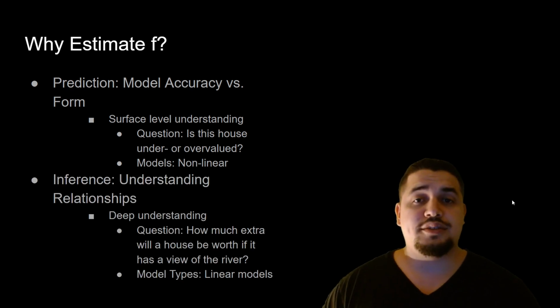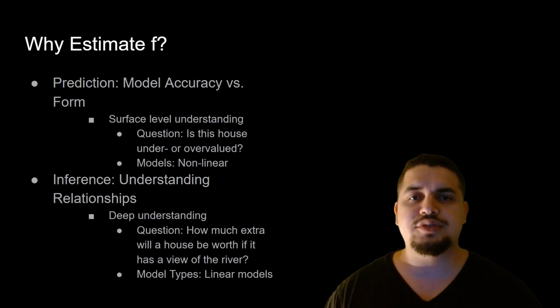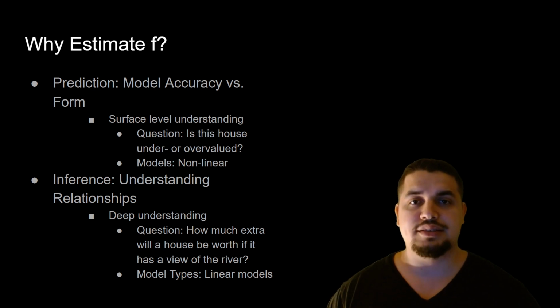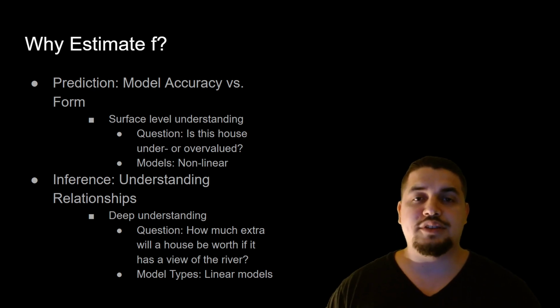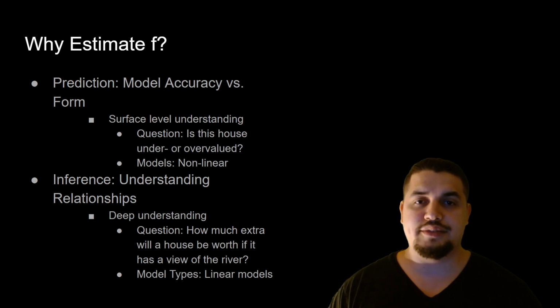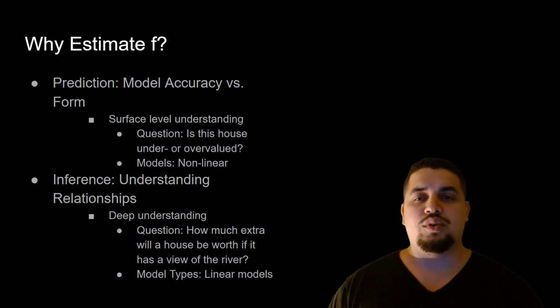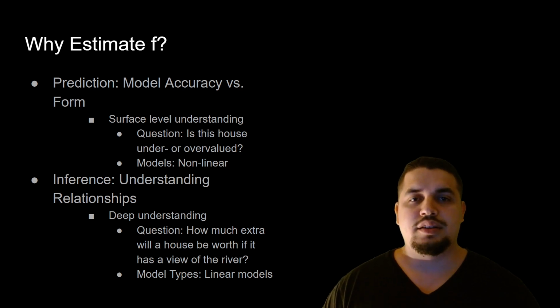The second reason for estimating the function of f is for inference. If a deep understanding is the goal, then inference is the appropriate choice. Inference aims to understand the relationship between variables and generalize these findings. Inference involves questions like, how much extra will a house be worth if it has a view of a river? In inference, the goal is to quantify the impact of specific features on outcomes. Linear models are mostly associated with inference due to their straightforward interpretability.